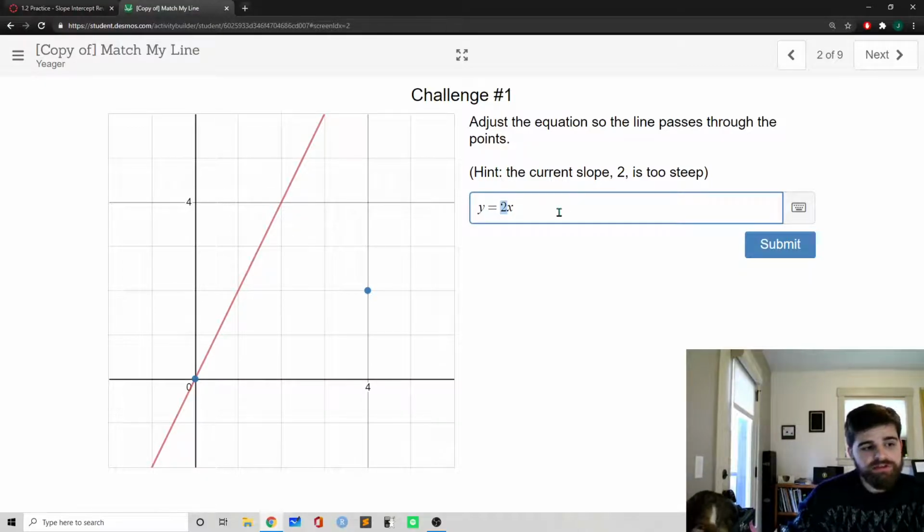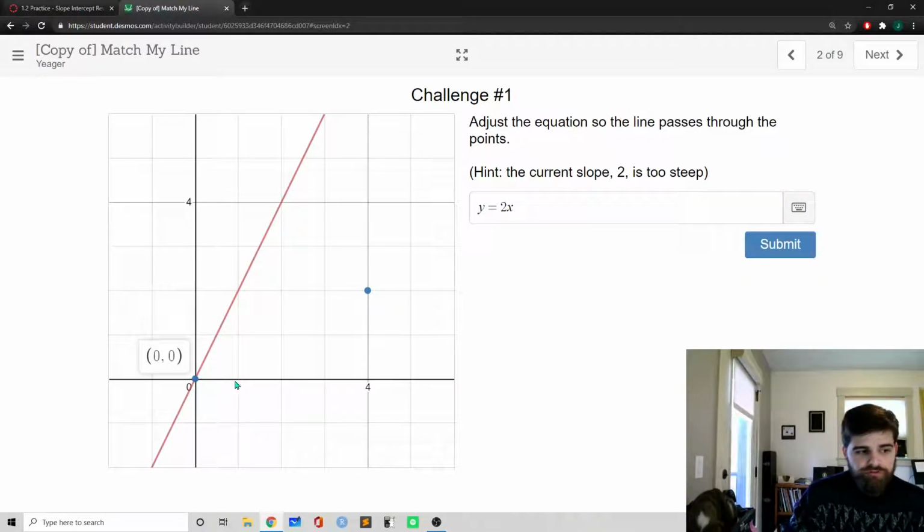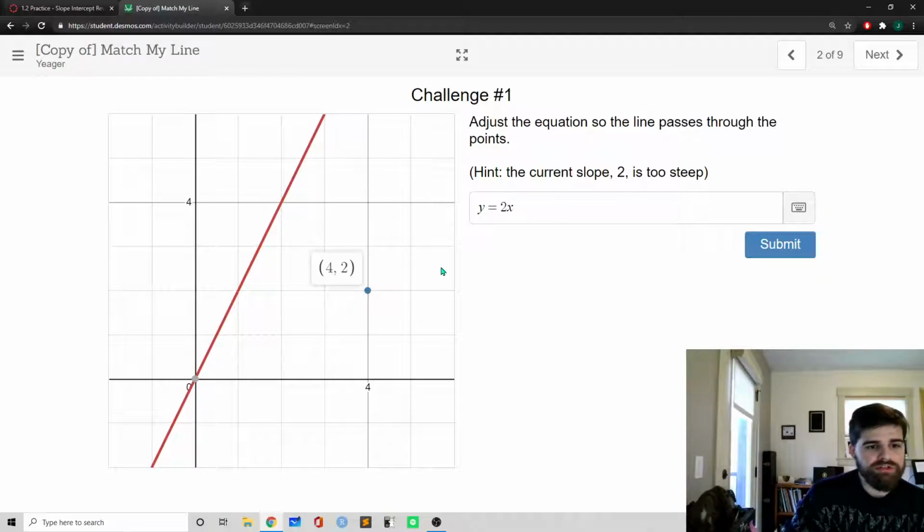So our slope describes our rate of change. In other words, our rise over run. So every time we go forward, or to the right, 1 unit, we go up 2 units. So you can see if we start at 0, 0, the next point would be at 1, 2. Go over another unit, go up another 2 units. So we want to adjust that slope so that we pass through this point right here at 4, 2.